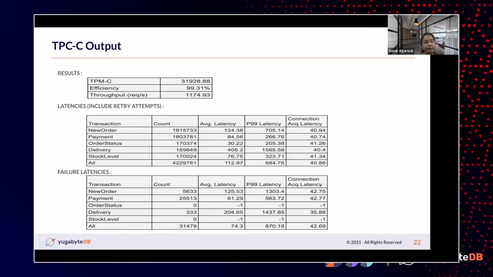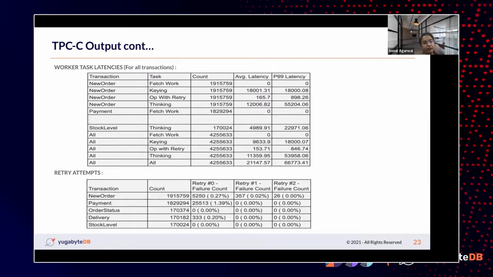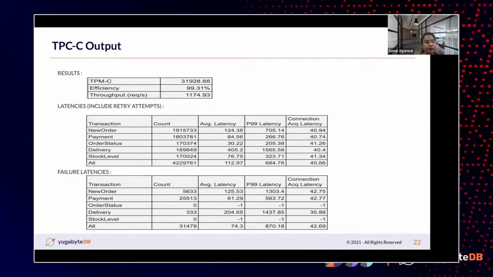Yeah. And the next part is the failure latencies. Failure latencies are the amount of time spent for the failed transactions to run. Again, this is per transaction type that is being executed.